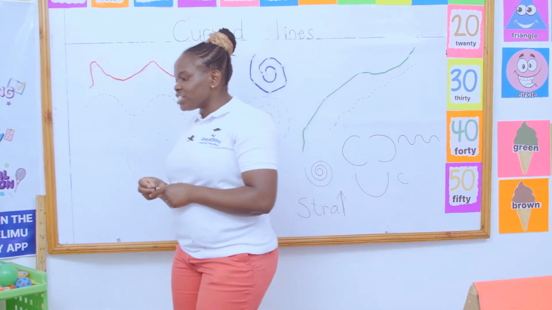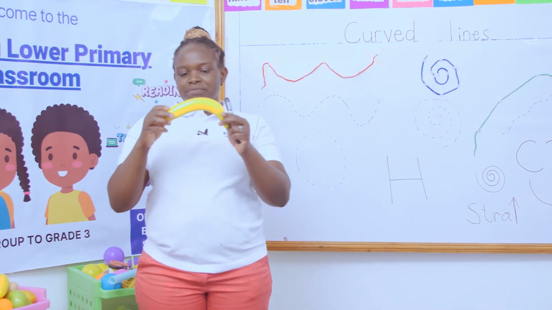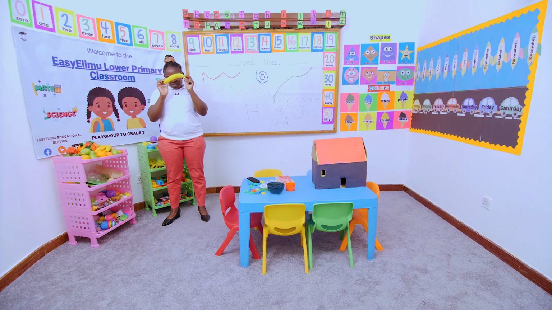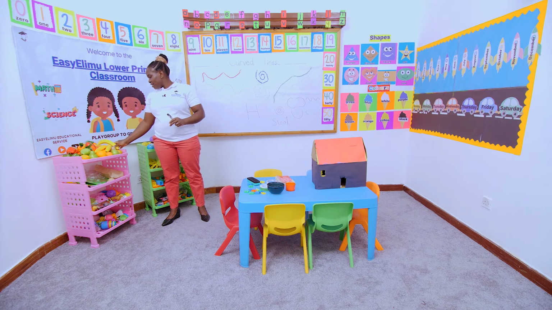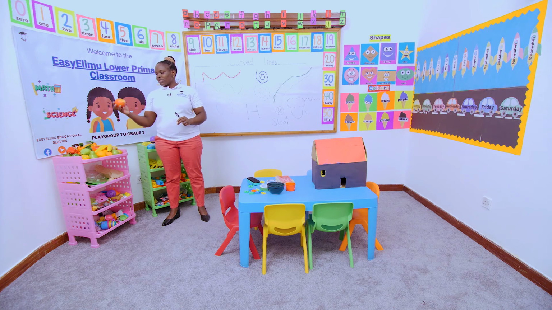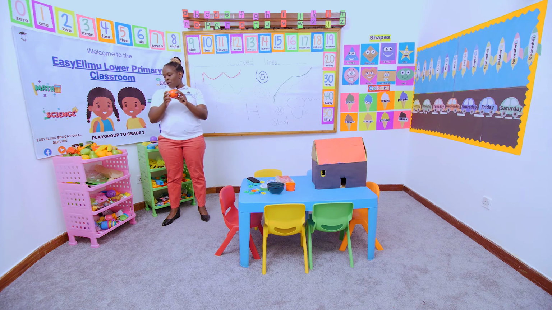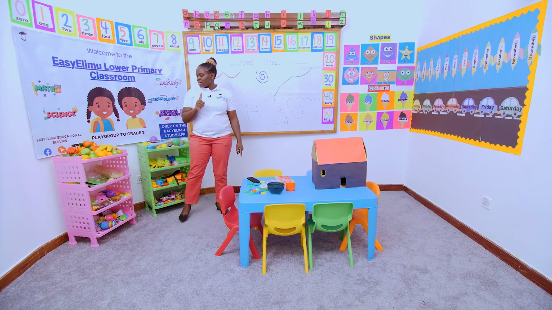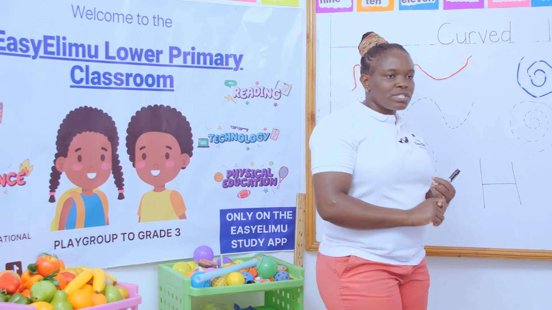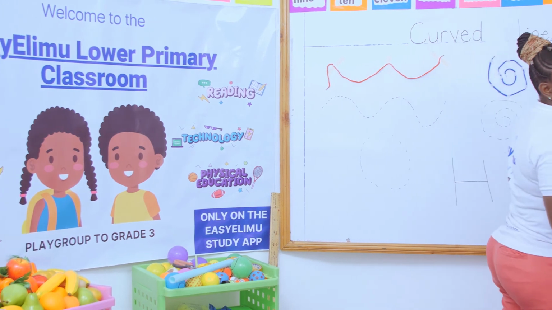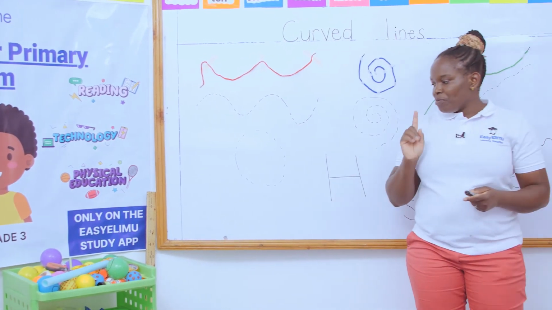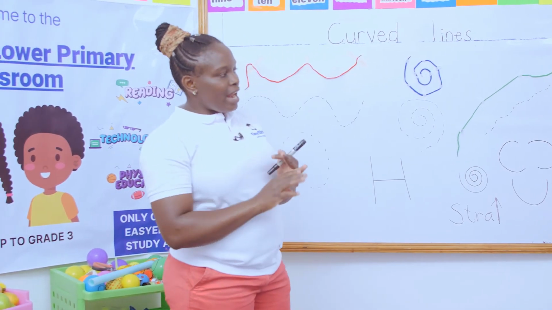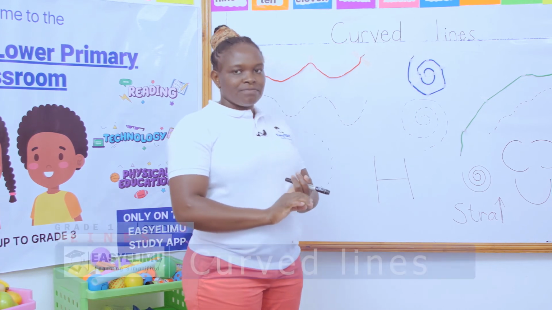Now, when you visit the shop in the evening or the grocery, find out some of the things that have curved shapes, like for example, look at mine here. Is it straight? No, teacher, it is not straight. It has curved line. What about this apple? Is it straight? No, it has curved line. So when you visit the supermarket or the grocery, find out some of the fruits, vegetables, or things you buy in the shop that have curved lines. And when we meet tomorrow, let me know what you found out that have curved lines and the ones that have straight lines.